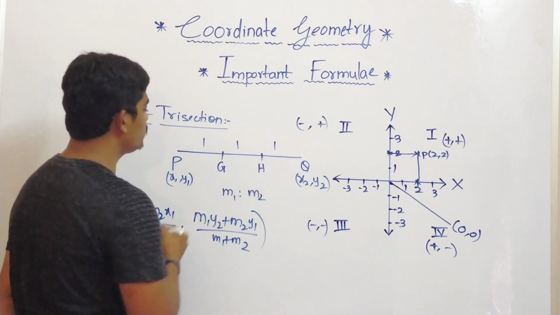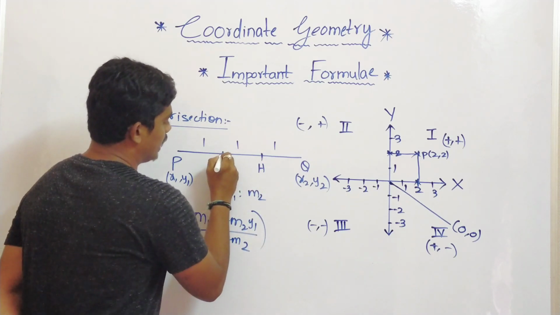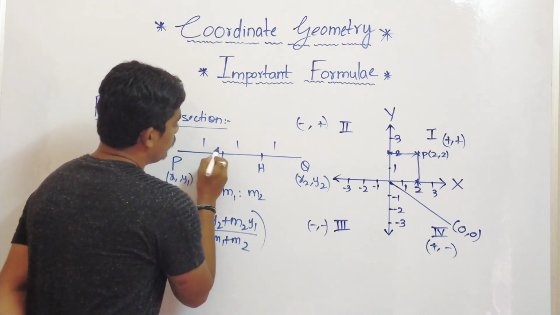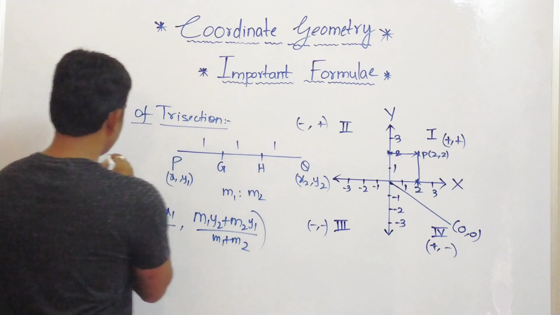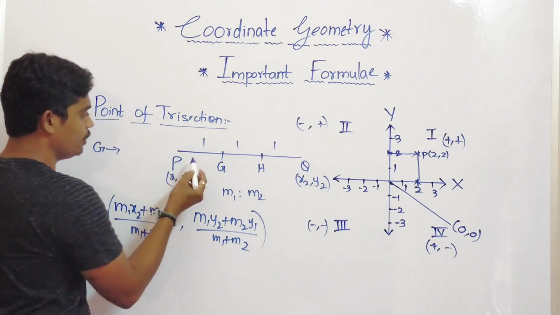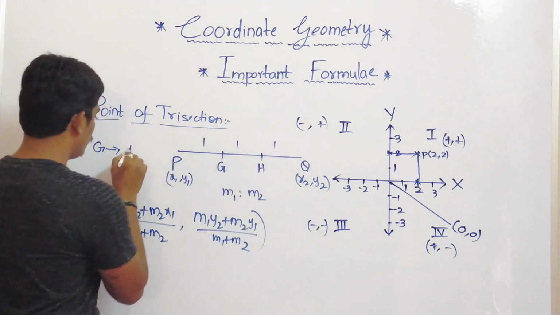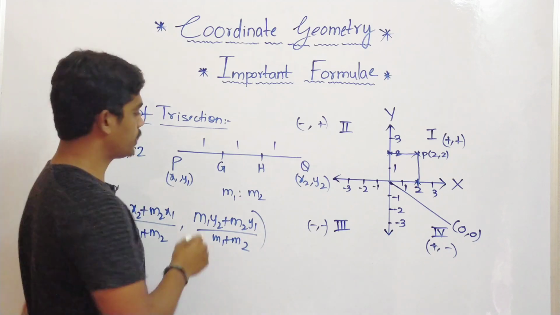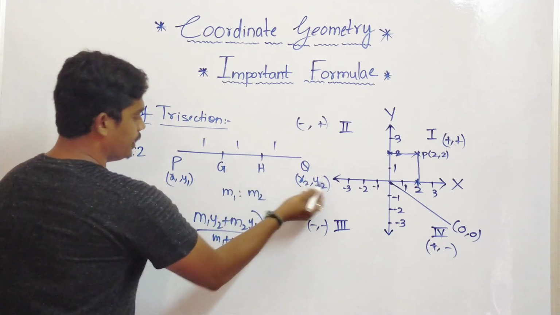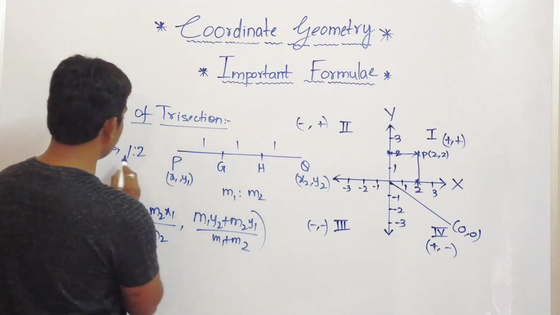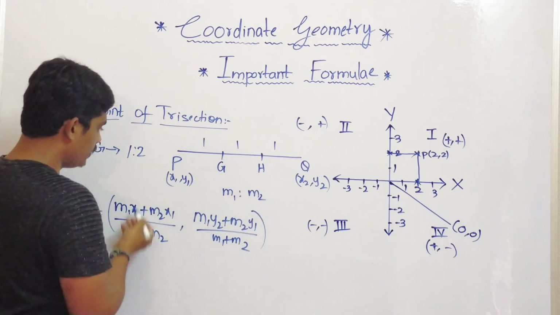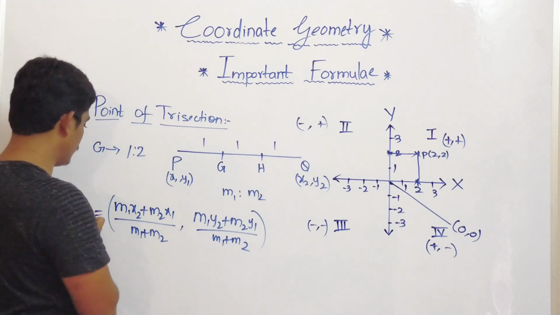Now how are we doing this? See friends, here we have G. This is one part, and after G it is 2 parts. So what is G doing? G is dividing the line in the ratio 1:2. Now we have the points x1, x2, y1, y2, and we have m1, m2 for G. If we substitute all those values, we will get the value of G.